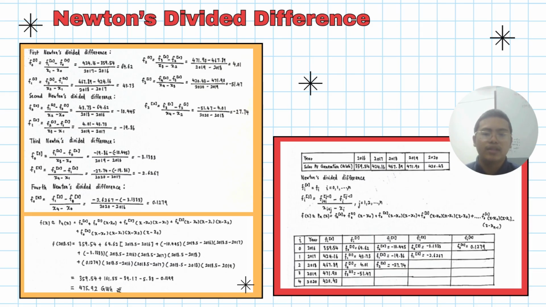Step 2, first divided difference. Next, the first divided differences are calculated using the formula, which is the difference between consecutive function values divided by the difference in their x values. These values represent the approximate rate of change between consecutive years.